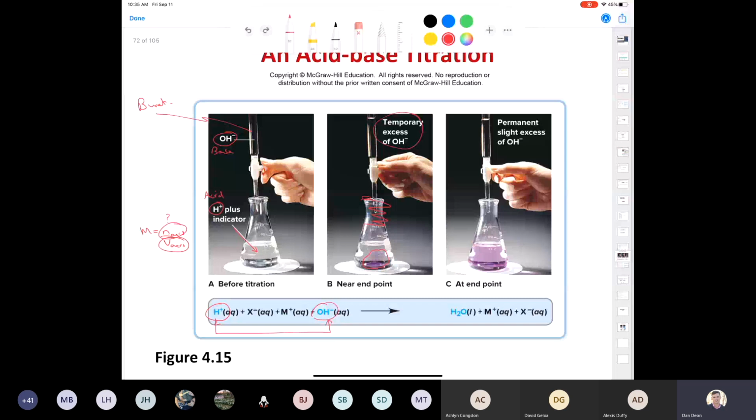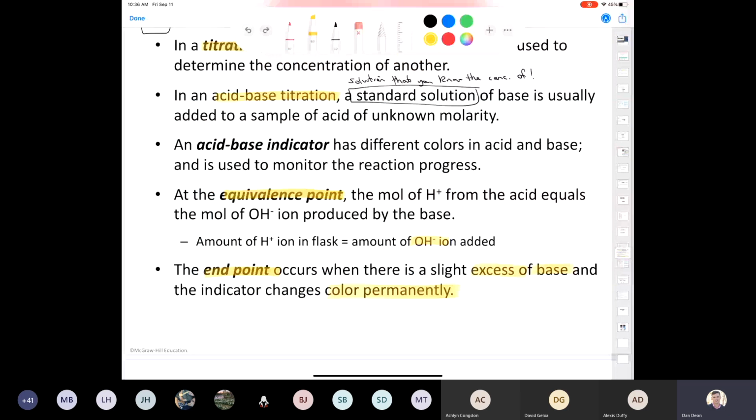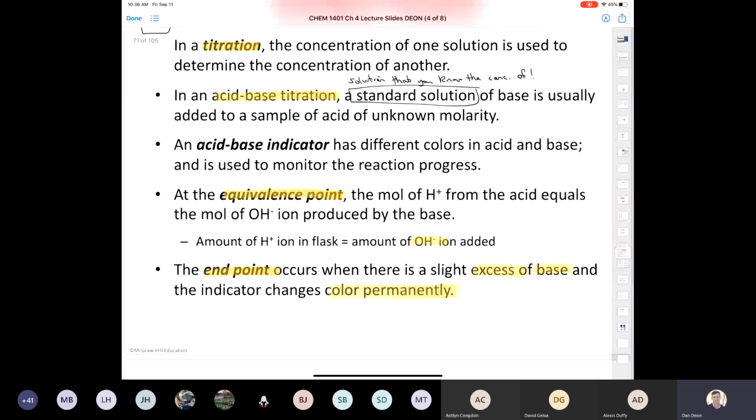And you assume that the end point and the equivalence point are the same. So you assume that the number of moles of OH minus that you added here are the same. And you're like, well, they might not be exactly the same. Well, they're close enough that you can make that assumption.